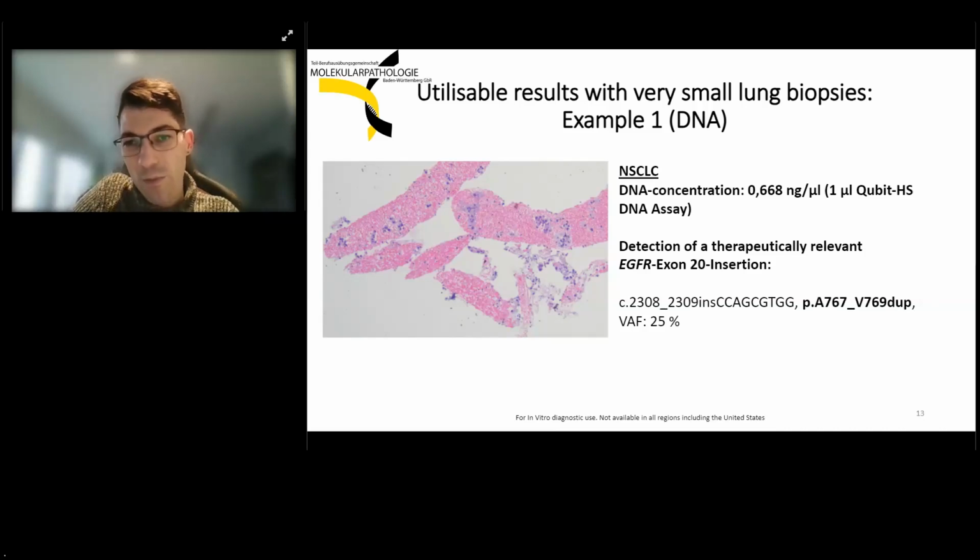DNA concentration was pretty low, but we could use 10 nanograms of DNA, and in this case, we could detect the therapeutically relevant exon 20 insertion in the gene EGFR.